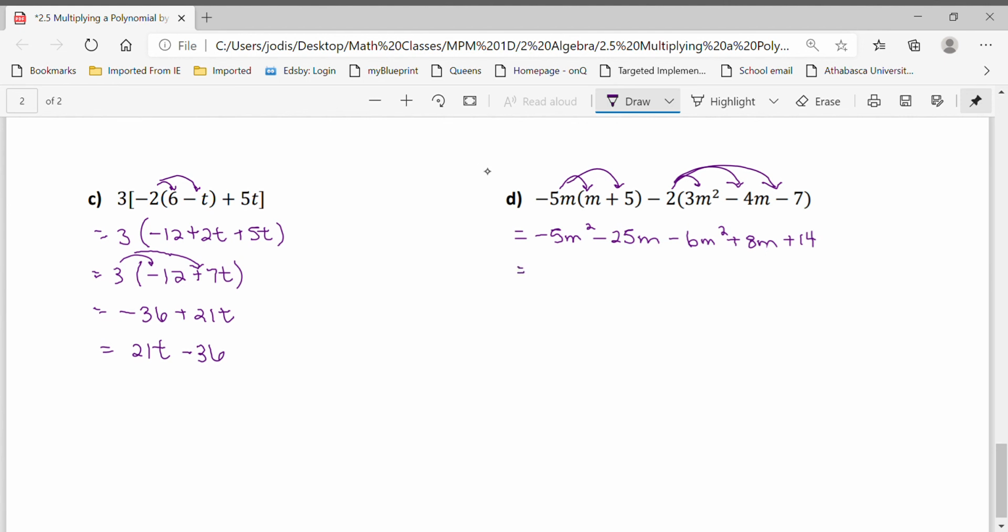Alright, so then we can collect our like terms, so we've got m squareds first, then m's, and then our constants. Okay, so then our m squareds, we've got negative 5 minus 6 is negative 11. Our m's, negative 25 plus 8 is negative 17m. And then we've got this plus 14 on the end.